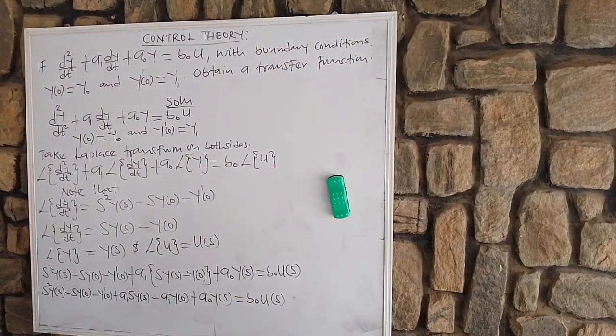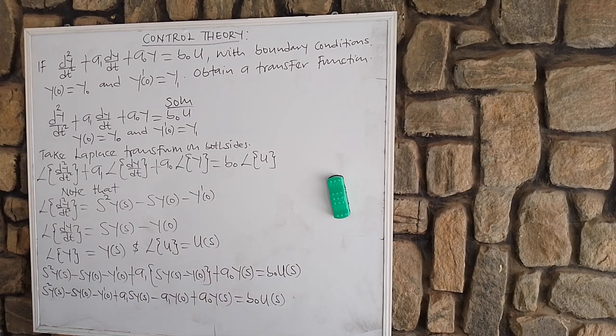Are you seeing what I'm saying? So at this point, what we need to do here is collect like terms. What do I mean by collect like terms? The ones having Y(s), sY(s), will be on one side. What do I mean by that?